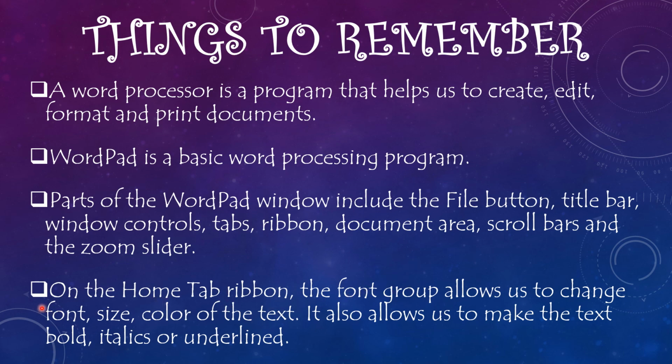The last point is that on the Home tab ribbon, the Font group allows us to change font size and color of the text. It also allows us to make the text bold, italic or underline. Again, I am repeating this line: on the Home tab ribbon, the Font group allows us to change font size, color of the text, and to make the text bold, italic or underline.